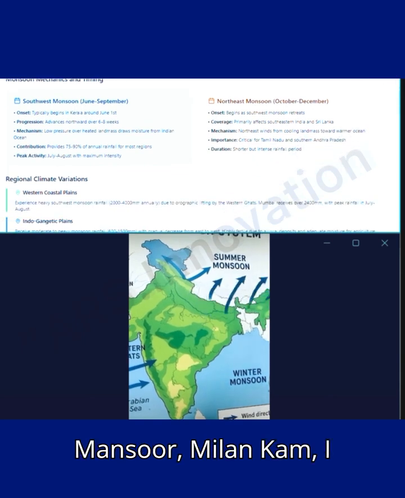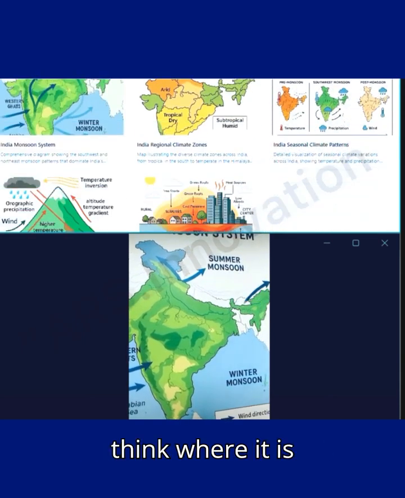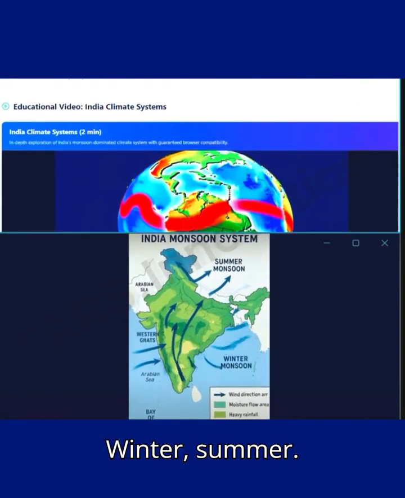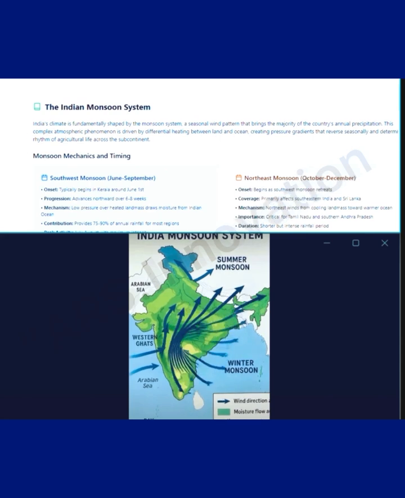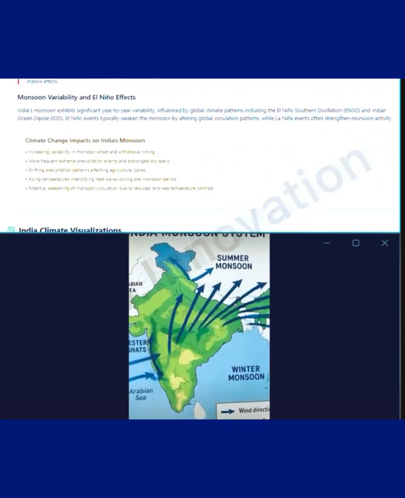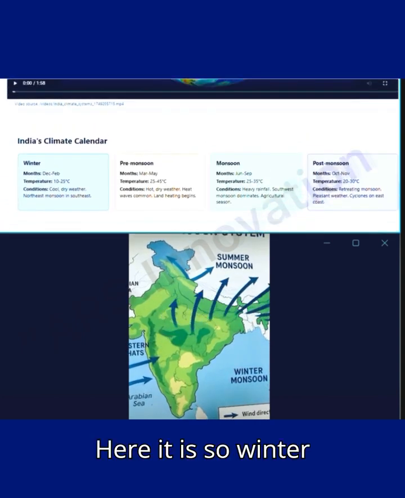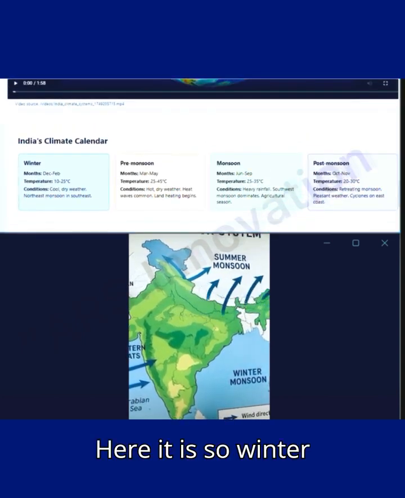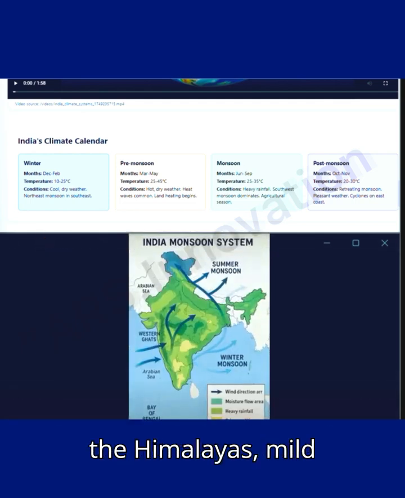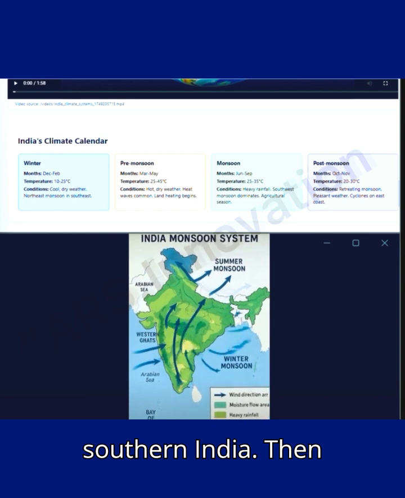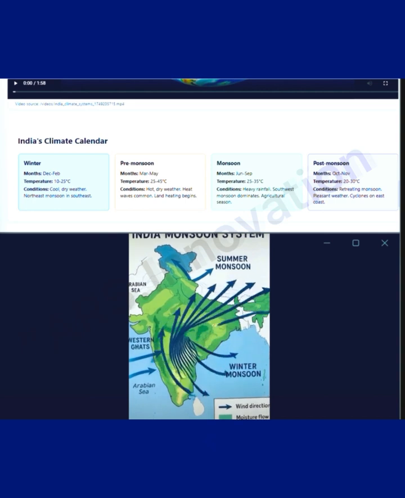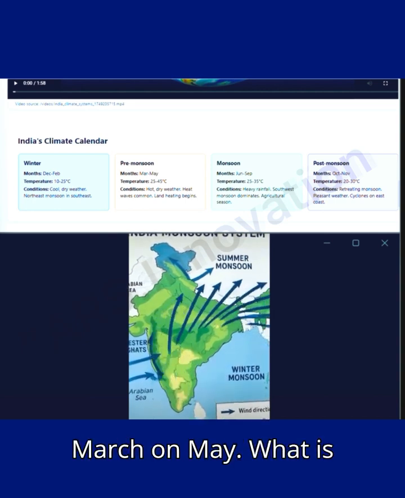So what are the seasonal phases of the Indian climate? Winter, pre-monsoon or summer, monsoon, and post-monsoon. Winter is cool, dry winds from the north, snowfall in the Himalayas, and mild temperatures in southern India. It occurs in January and February. Then what is pre-monsoon or summer?